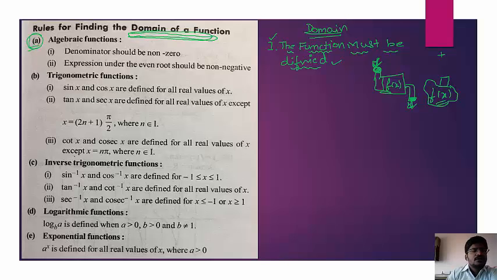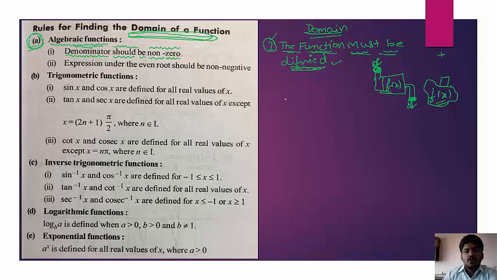First is the algebraic function. In the algebraic function, what they are saying is that the denominator should be non-zero. Very, very important. What is the meaning of the denominator should be non-zero? This is very, very important. That's why I have said the first thing you have to keep in your mind is that the function must be defined.